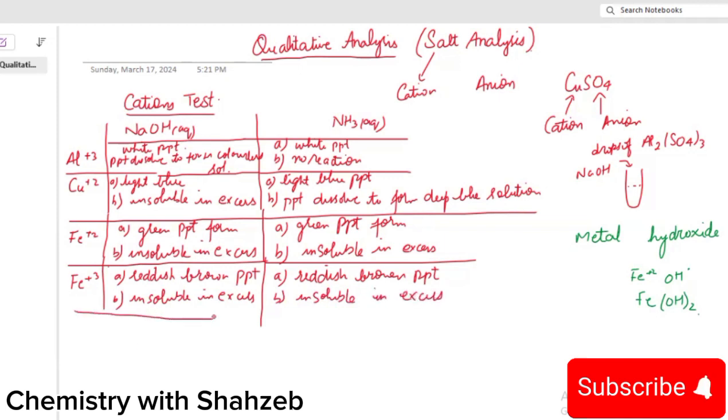Then moving further, we have some more details, and that is, let's discuss calcium. What happens? A white precipitate forms on addition of drops of sodium hydroxide. And what happens? It is insoluble in excess.